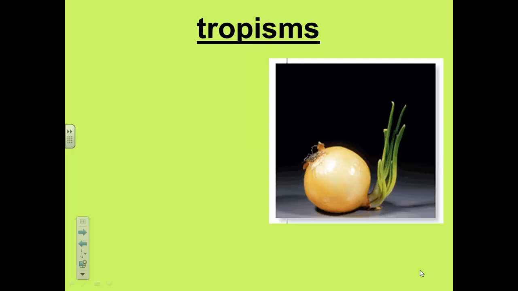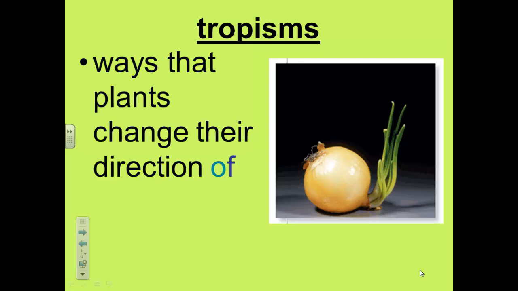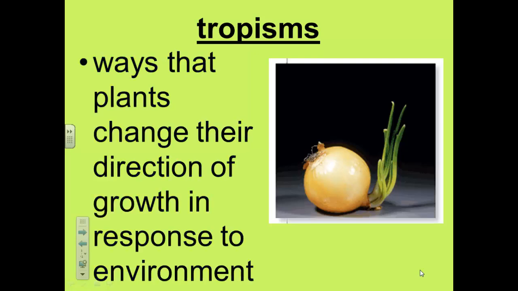Next, we're going to talk about tropisms. Plants often change the direction they grow in order to better meet their needs. For example, they may turn their leaves to face the sun, or their roots may grow toward a water source. When an onion sprouts, its stems grow upward and the roots grow downward, as shown in this picture on this slide. Tropisms are ways that plants change their direction of growth in response to the environment.